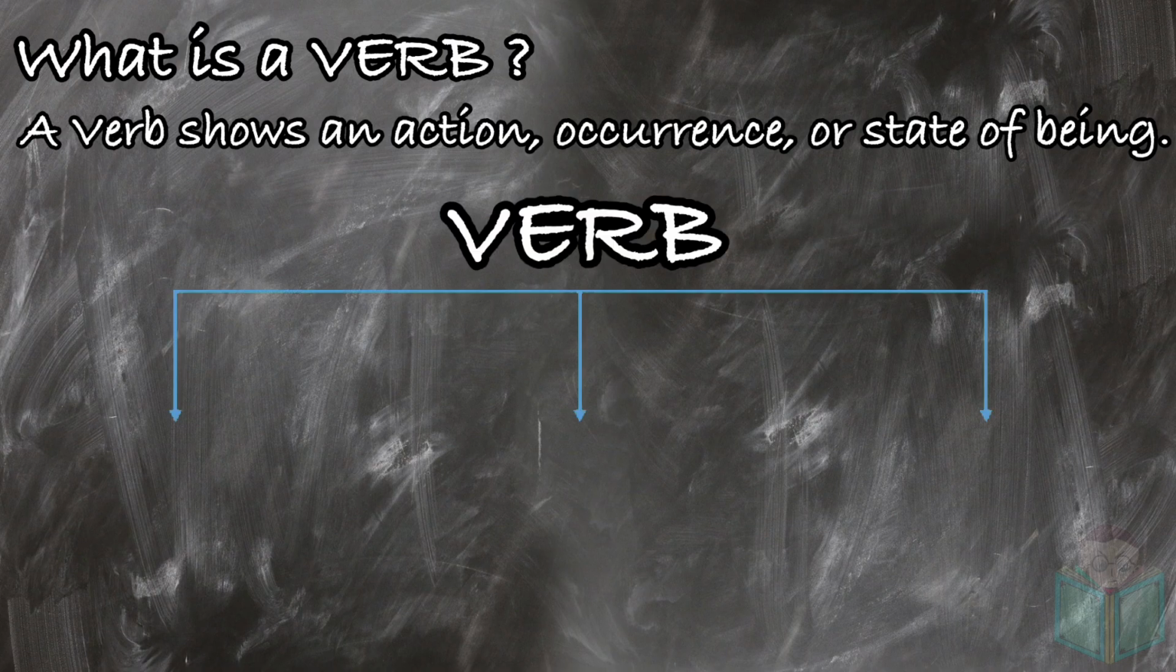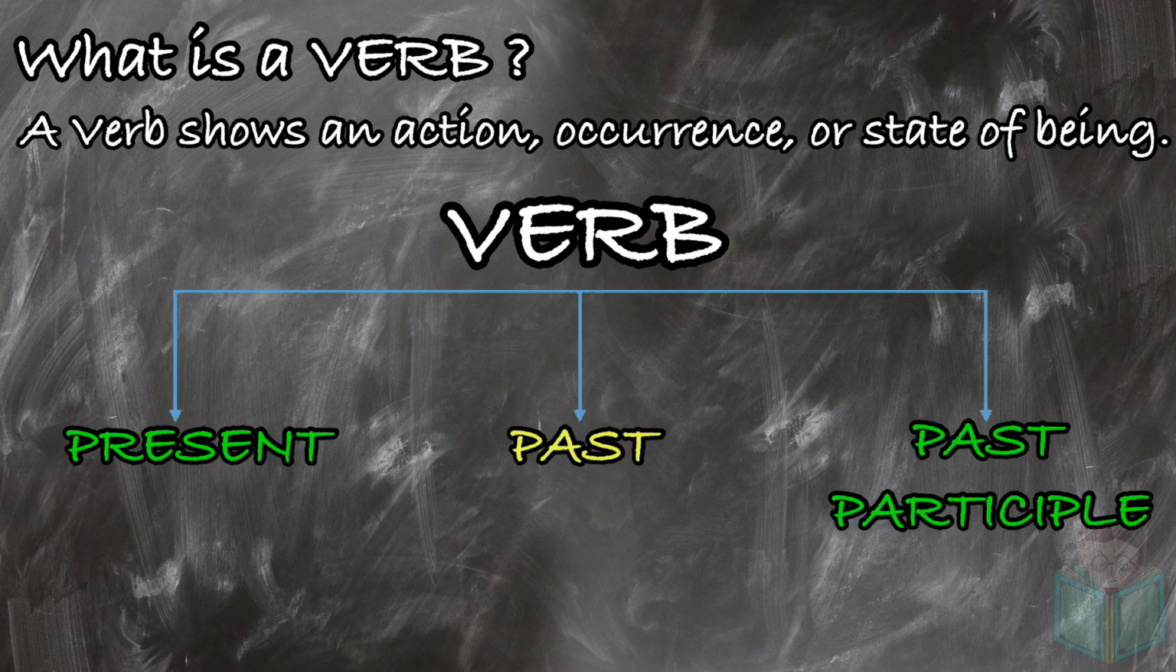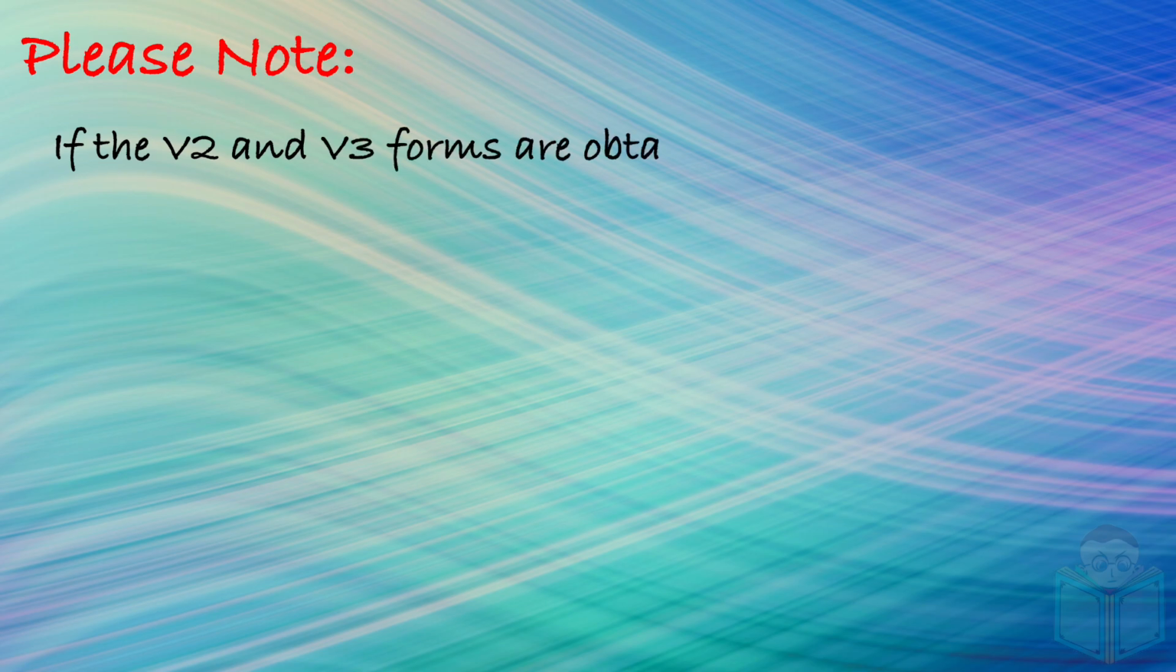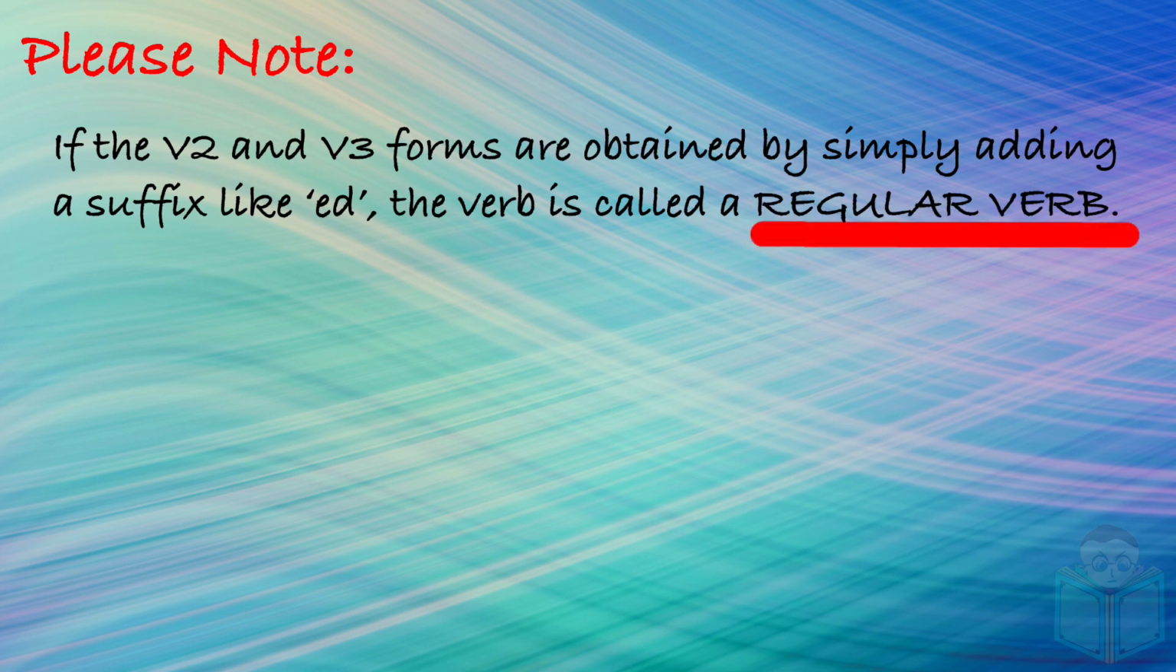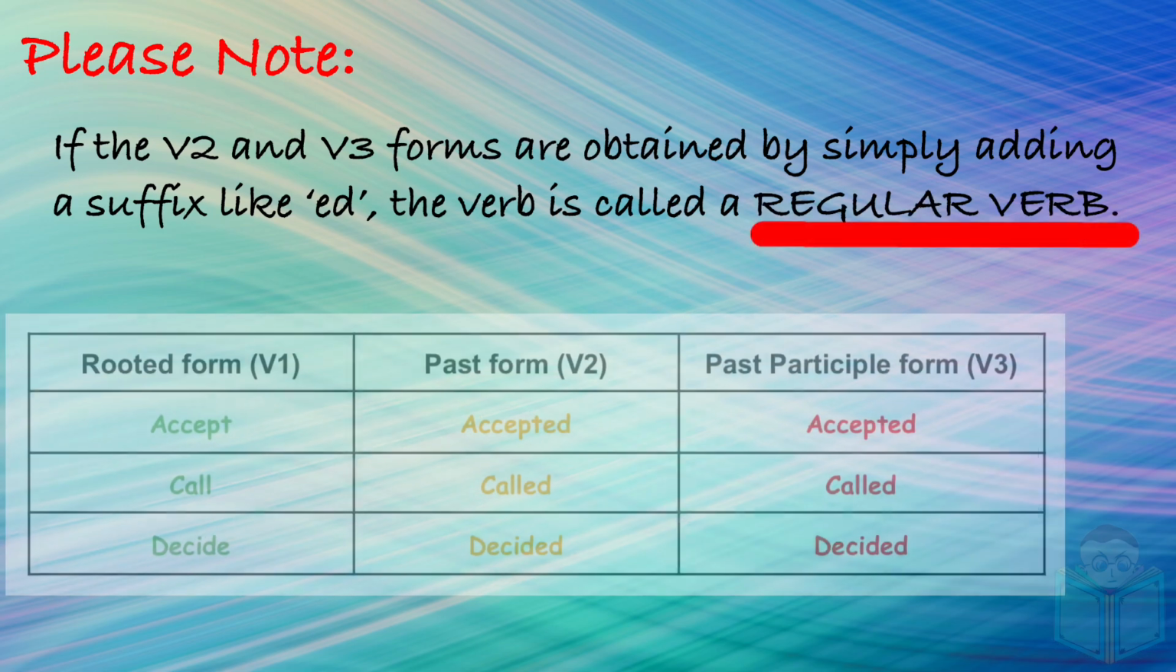There are three types of verb forms known as the present form, the past form, and the past participle form of verb. For the sake of better understanding, we have termed the present form as V1, the past form as V2, and the past participle form as V3. Please note, if the V2 and V3 forms are obtained by simply adding a suffix like ed, the verb is called a regular verb. For example, you can see the following table.